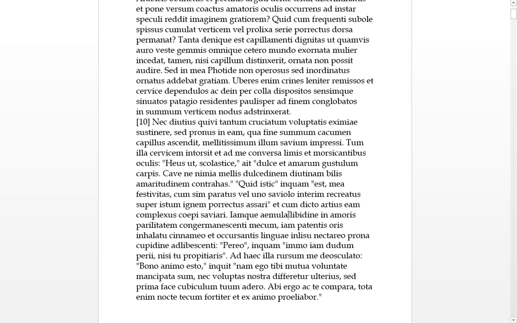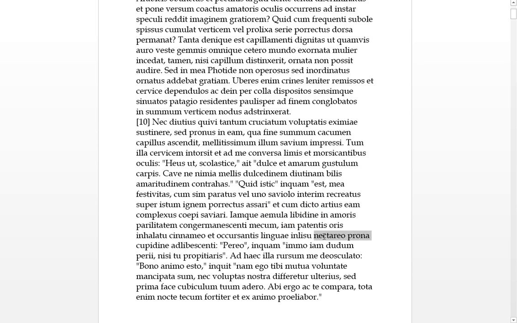Iamque, so now, with an emulating libido, with a rivaling lust, in amoris paria, or whatever, so par means the same or equal, equally in love, in a state of love with a rivaling lust, she mecum, with me, she, whatever this is, what is it? Okay, fair enough. I'm not going to look that up. And now with a patento ore, with a mouth open, another ablative, inhalatu cinnami, with breathing of cinnamon, and occursantes, it looks like a present participle, and meeting in lisu, this is like a beating or clashing together of their linguas, of their tongues.